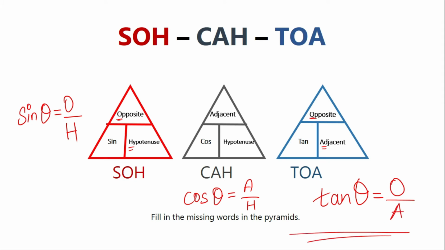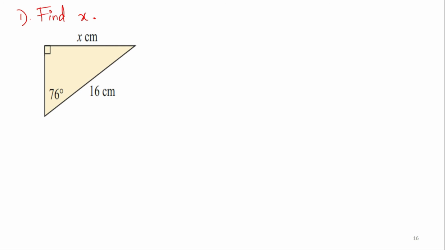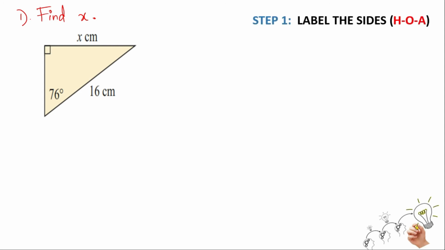Now let's apply SOH-CAH-TOA to the given questions to find the missing sides. You have a triangle there, and the question is to find x. Starting with step 1, label the sides. My acute angle, I'll be taking this angle, and labelling H, O, and A. Step 1 done.